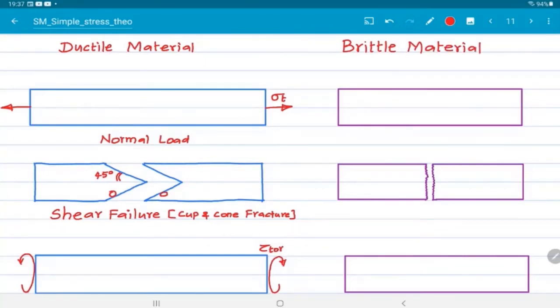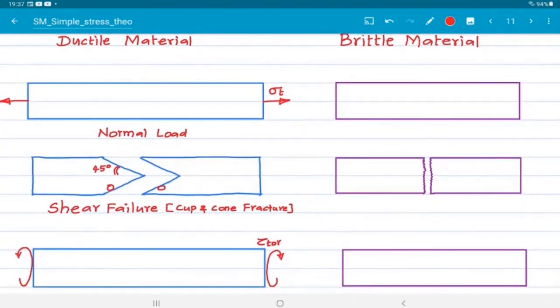You can take our whiteboard chalk piece. I am going to apply tensile load. You can do these two experiments at home. You are applying tensile stress. The applied load is normal load.